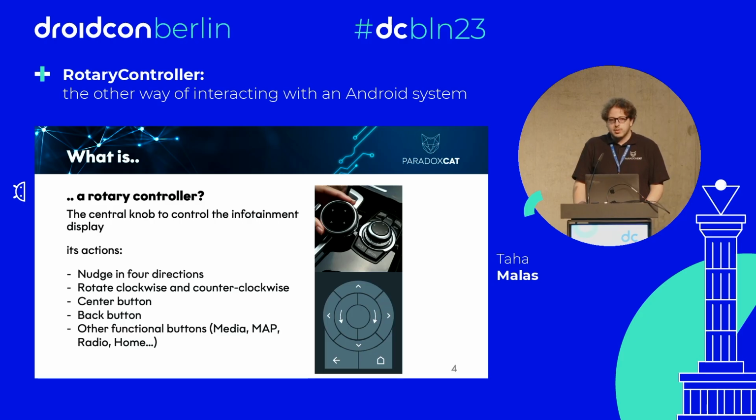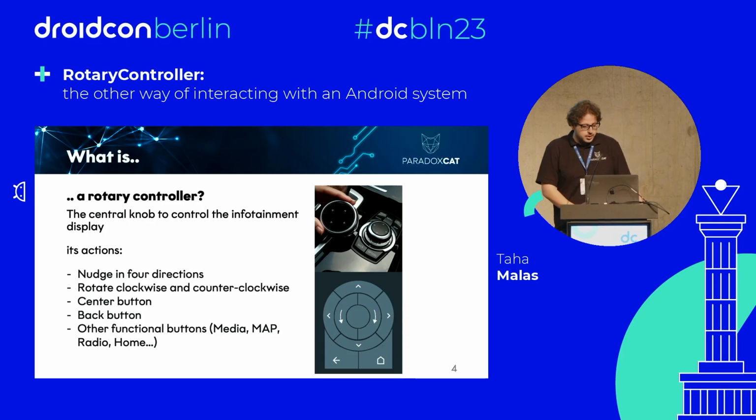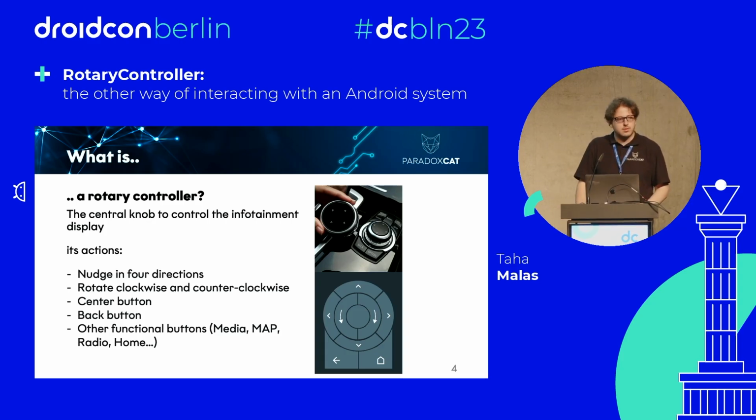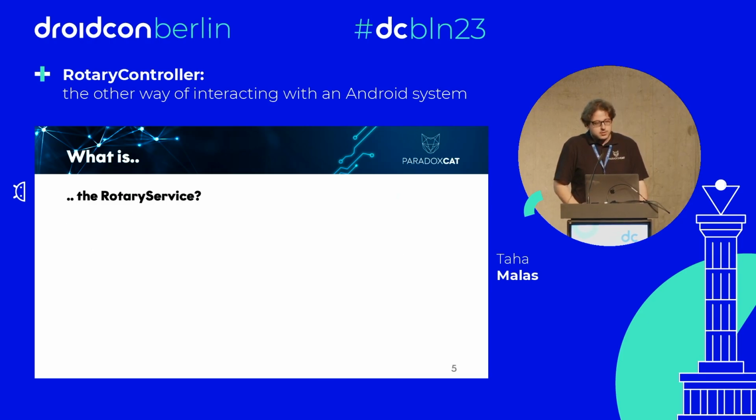The main actions that you'd get there are probably rotating clockwise and counterclockwise, which you can see from the curved arrows at the right and left. And then you have the 4 nudges in the 4 directions. And probably some other functional buttons, such as back and home buttons, which are already supported by Android by default. And then you have other functional buttons that depend on the manufacturer, like navigation, media, and some other stuff that you can add on top of the normal ones. That's in terms of hardware.